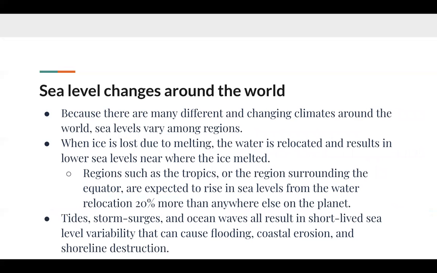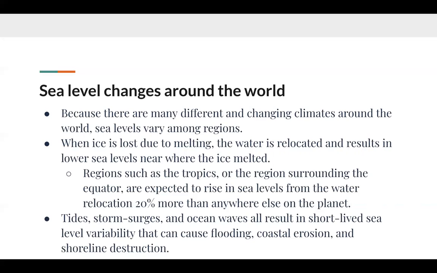So, sea level changes around the world. Due to there being many different and changing climates around the world, sea levels vary among regions. For example, if you were to go to the beach and look at the sea level, the water in the northern hemisphere, or around America, the country that we're in, in December would be at a lower sea level than, for example, in New Zealand. And this is because in New Zealand, the way that they're positioned on the earth, it's actually summer there and there are higher temperatures. And as we talked about a couple of slides ago, water expands in higher temperatures and shrinks in colder temperatures. In addition to this, when ice is lost due to melting, the water is relocated and it results in a lower sea level near where the ice melted.